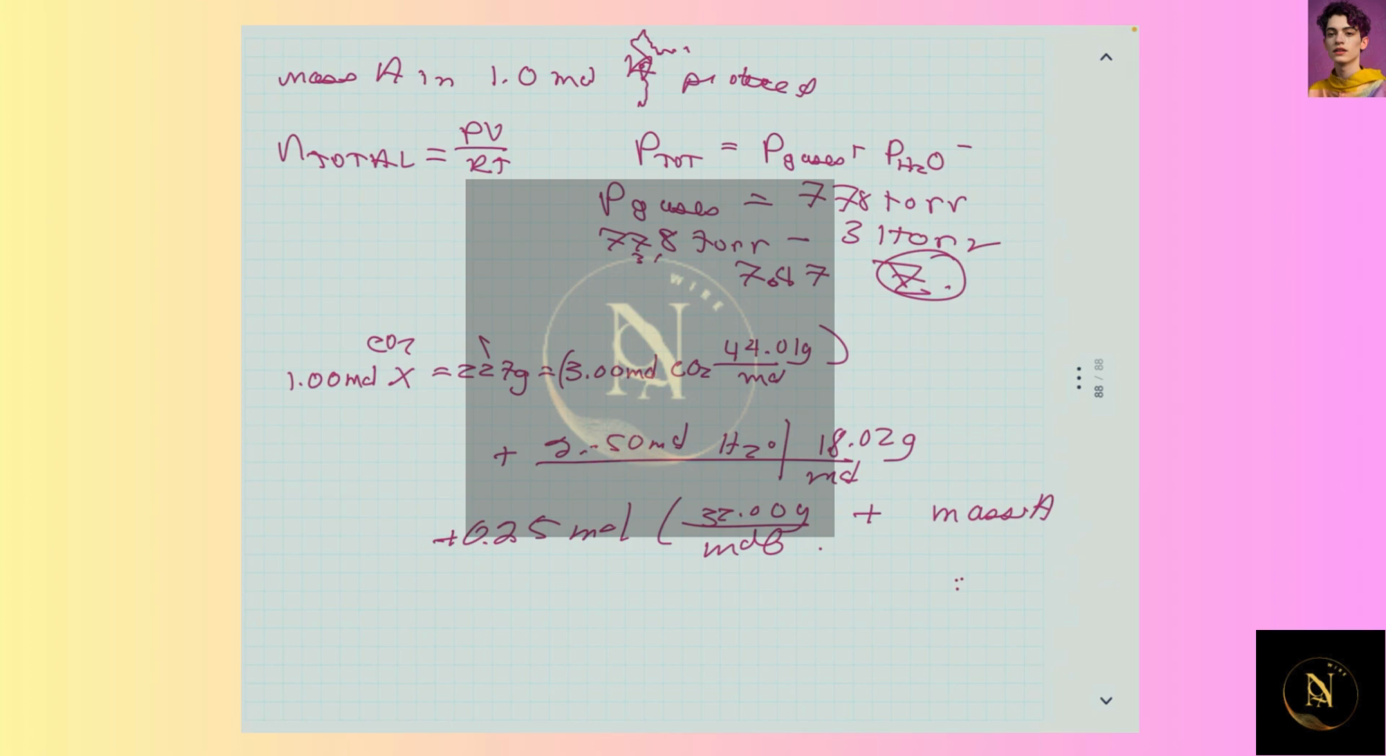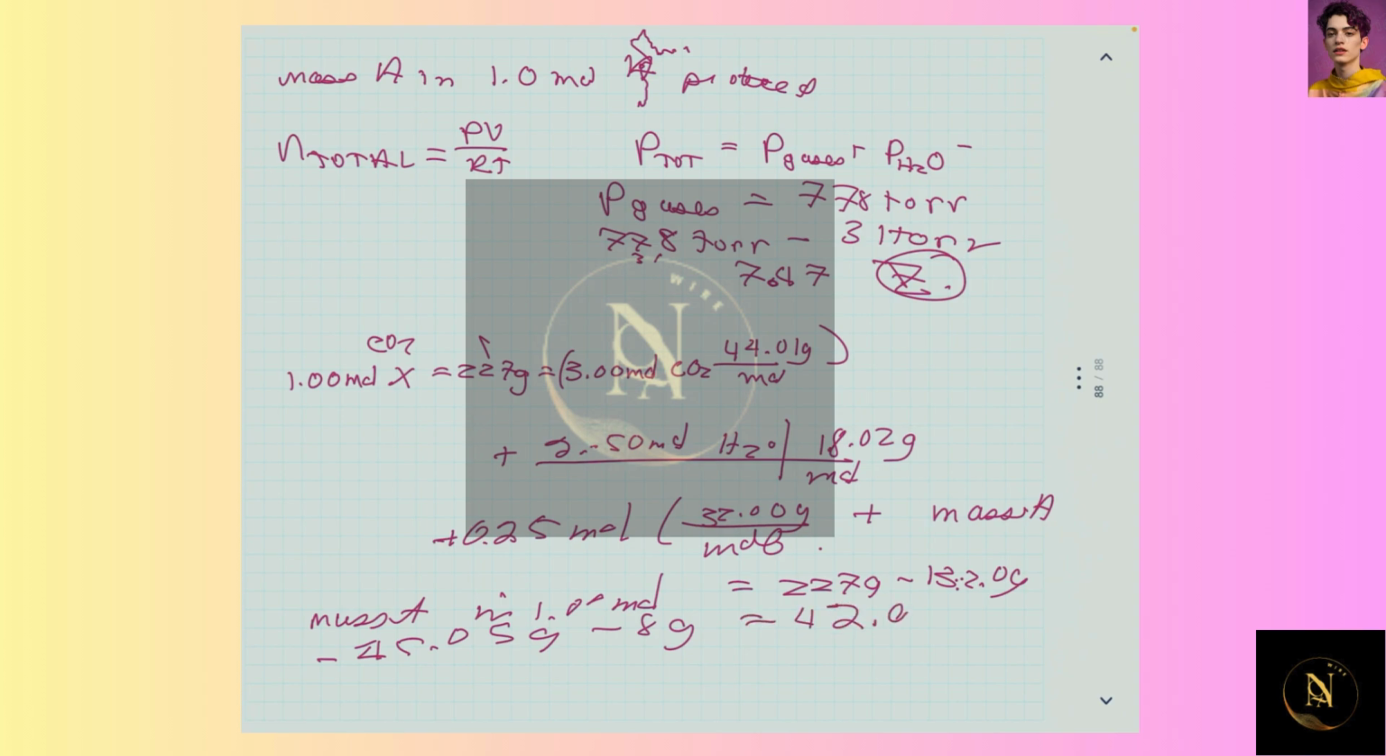Okay. So let's do the mass of A in 1.00 moles. This will equal 227 grams minus 132.0 grams minus 45.05 grams minus 8 grams, and that will equal 42 grams of A.